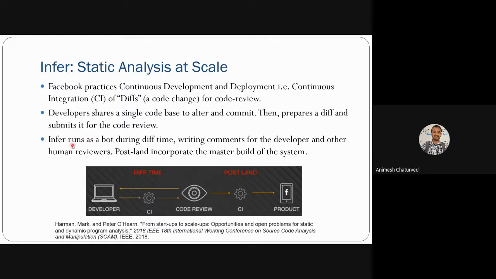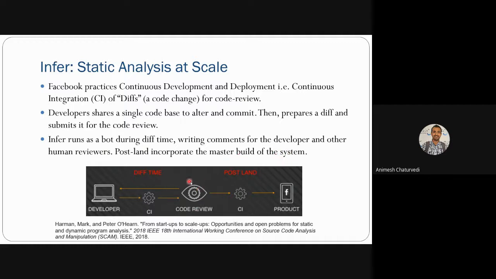So this Infer has the code that can be run automatically, and then it writes comments for the developer. Automatically, it writes comments for the developer and for human review. Then at the post-land stage is the final continuous integration part that incorporates the master build of the system.